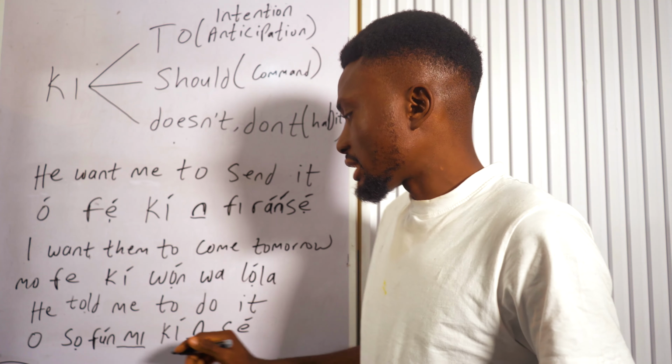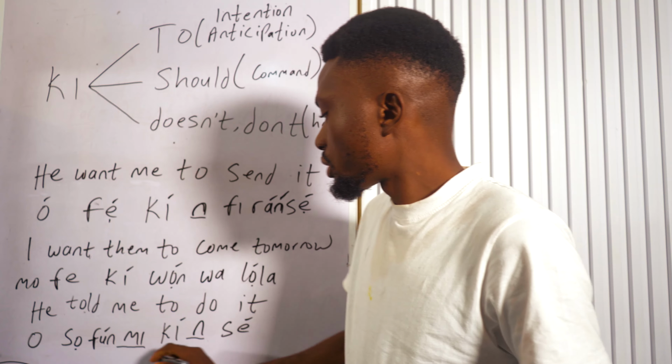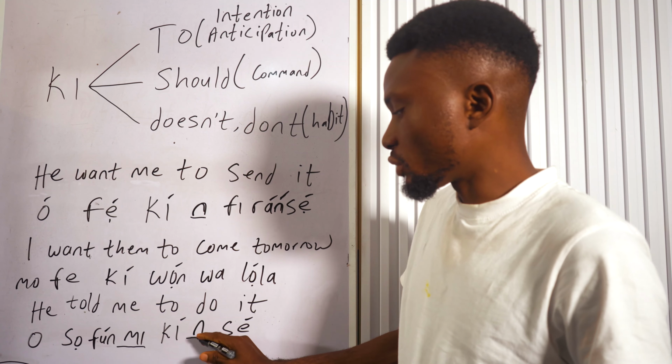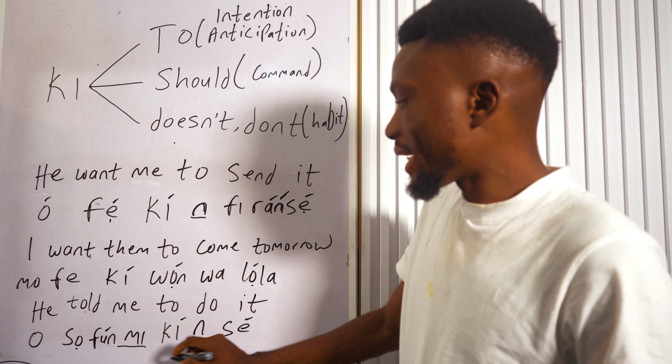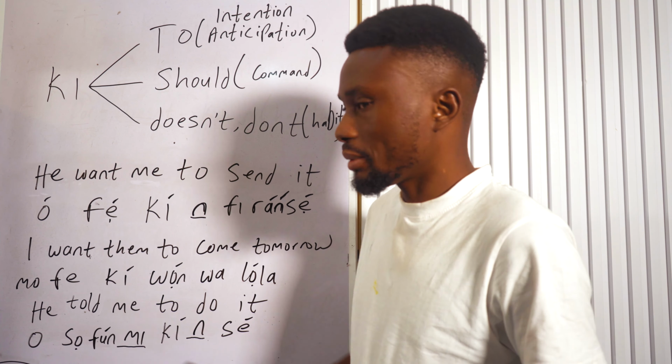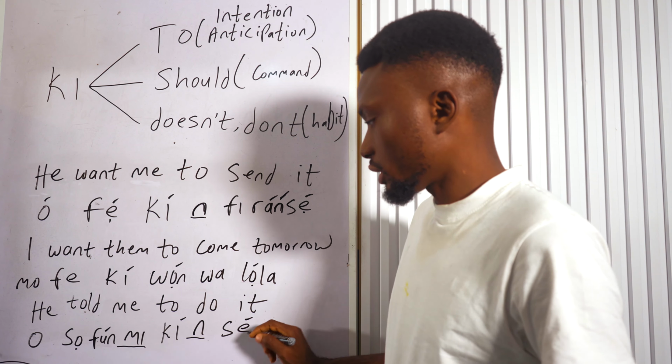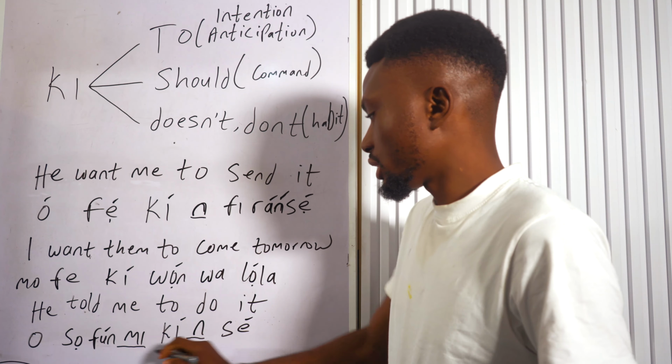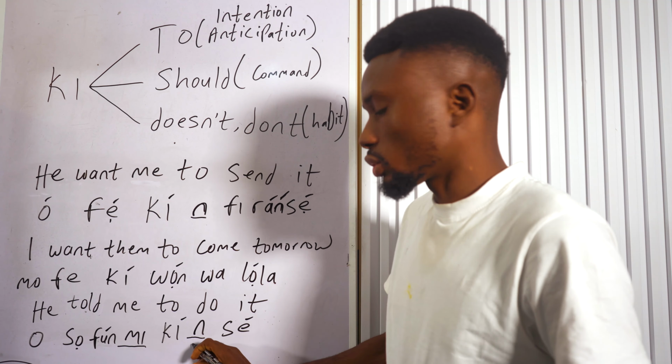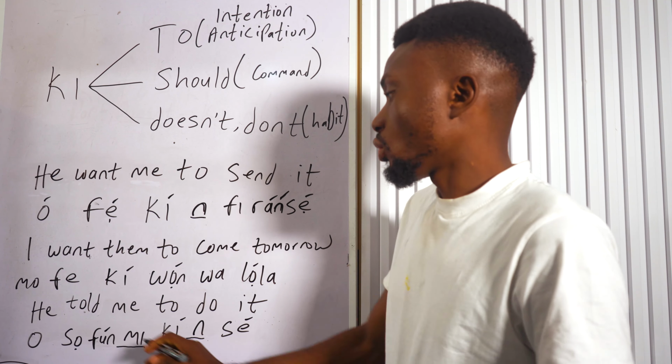But of course, I said here that when you use kí, the pronoun will have to come. So we have "to me" here, like a repetition. Ó sọ fún mi kí n ṣe. This is me. This is also me. So why do we have that?